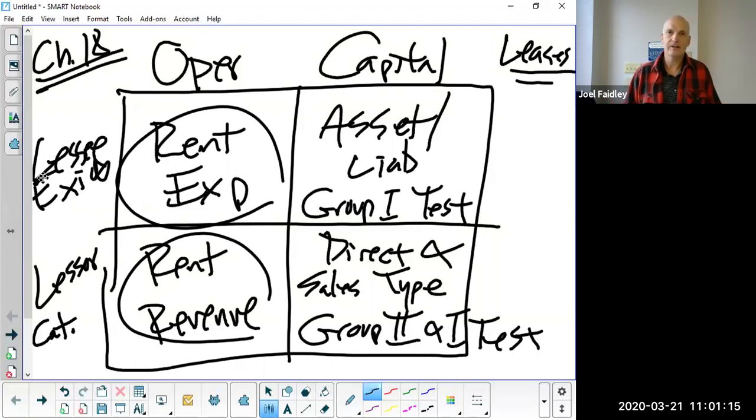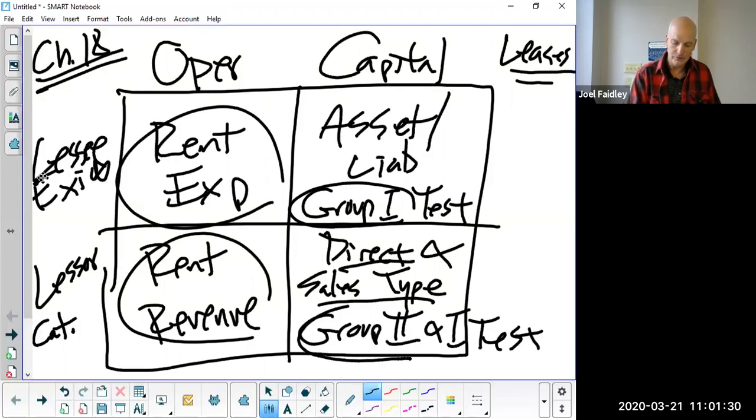If one of those tests is a yes, it's asset liability, which the four-way test is called group one. And that's for a lessee, the asset liability. If it's a lessor, it's either a direct or a sales type lease, if group two is relevant as well, in addition to group one. Group one test applies to both. Group two only for the lessor. So there is kind of that chapter in a nutshell on one slide, which I always like to do. Let's go here and look at the homework.